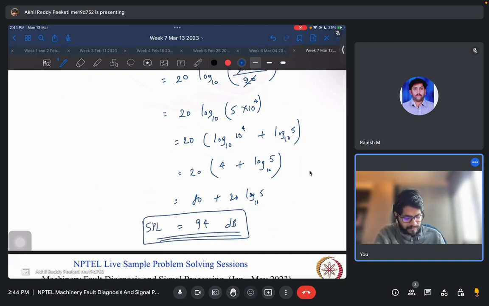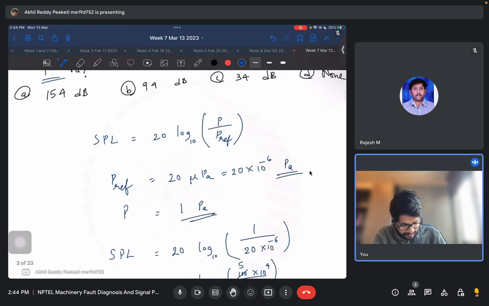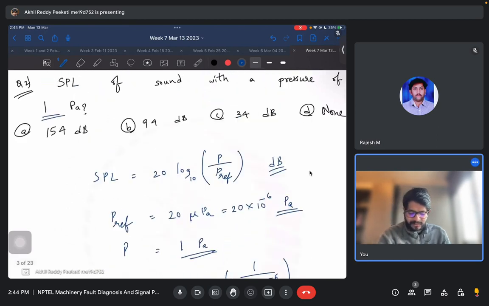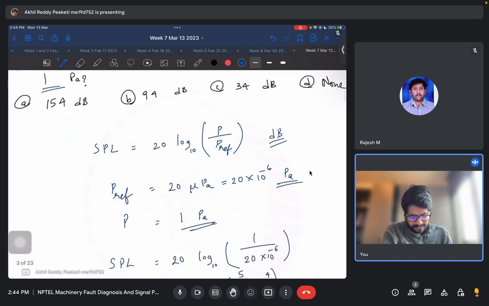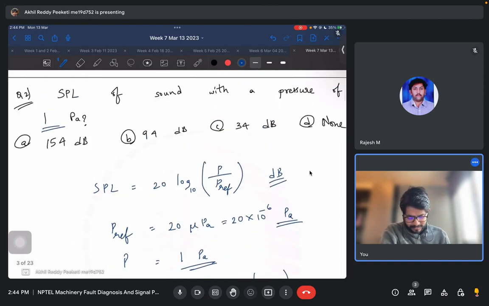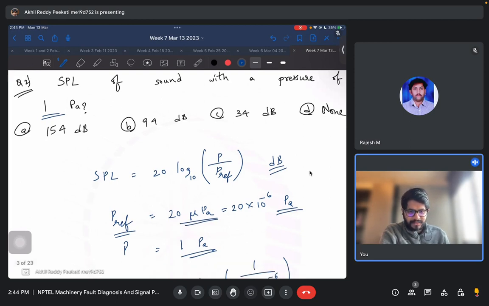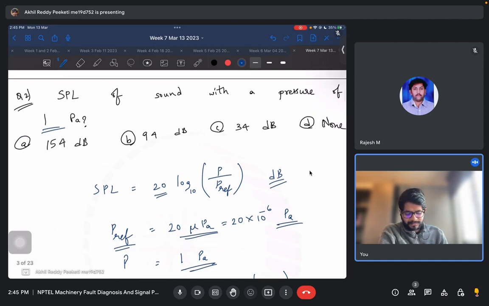So this is how we can calculate the SPL if you know the current pressure based on the reference pressure. For SPL, reference pressure is always 20 micropascals. So you need to remember that. By taking the ratio of the current pressure with the reference pressure, then taking the logarithm and multiplying with 20, you will get the sound pressure level.